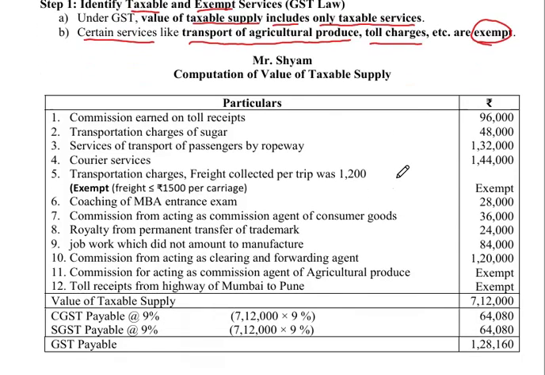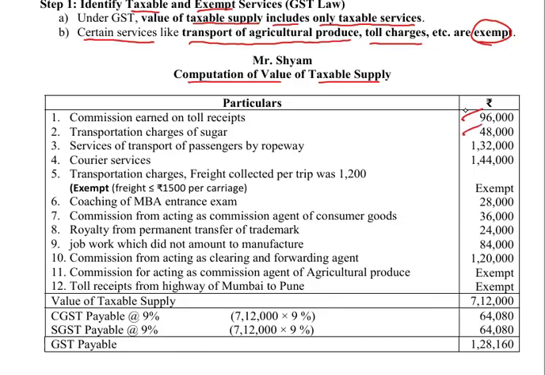Further it is solved. Mr. Shyam, computation of value and tax supply. Commission earned on toll receipts 96,000. Okay, it is taxable. Transportation charges for sugar 48,000. It is also taxable.